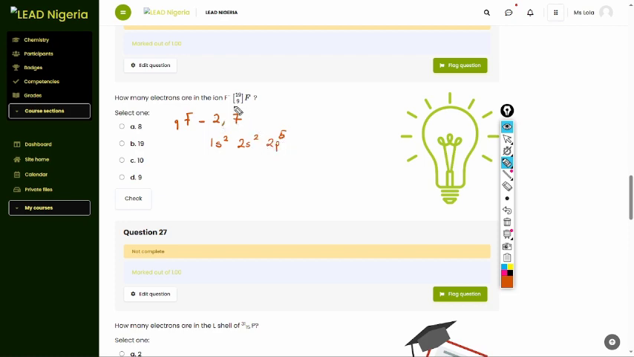Okay, so now this is a neutral fluorine atom, but we're asked how many electrons are in a fluorine ion. So fluorine forms a negative ion by accepting 1 electron to become stable. So it needs 1 electron to become a stable element. So it's going to accept 1 electron to become 2,8. So when fluorine accepts one electron, it forms a negative ion, and then you have 2, 8. Okay, so the total number of electrons in a fluorine ion is actually 10, because 2 plus 8 would give you 10. So the correct answer is C.